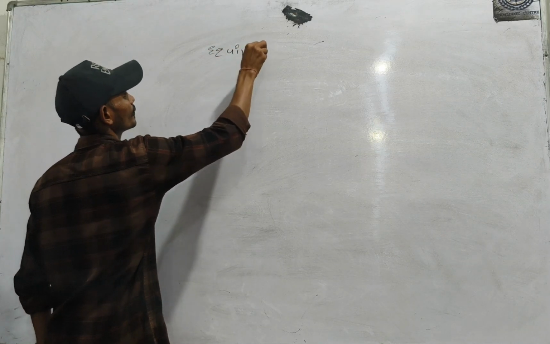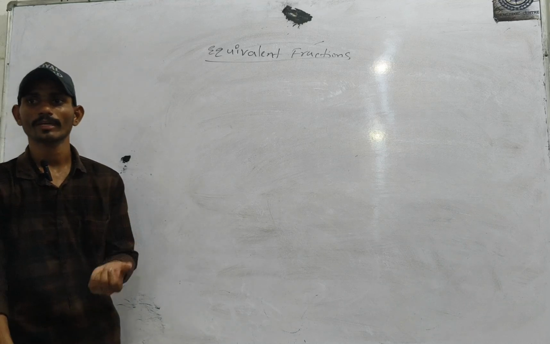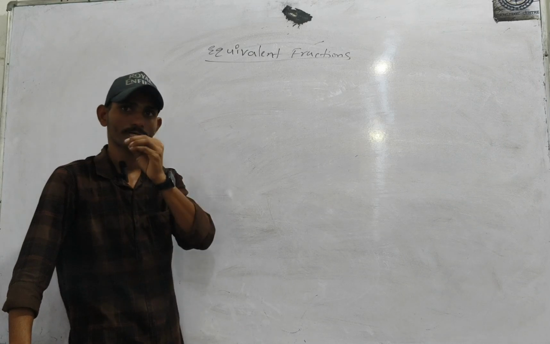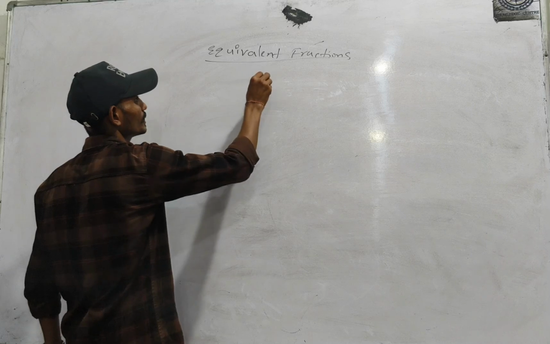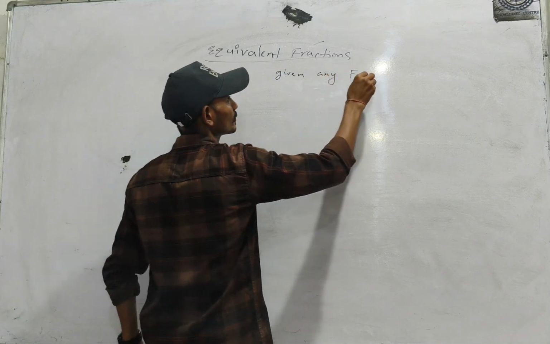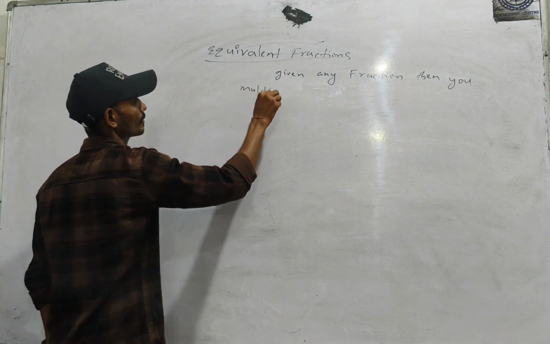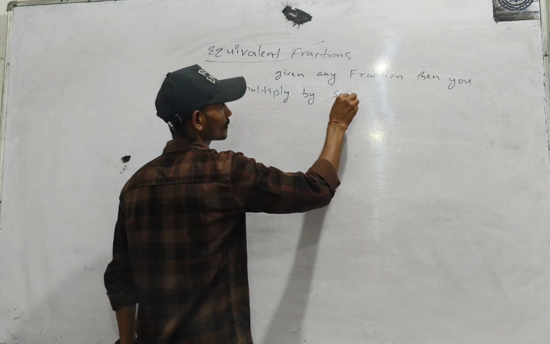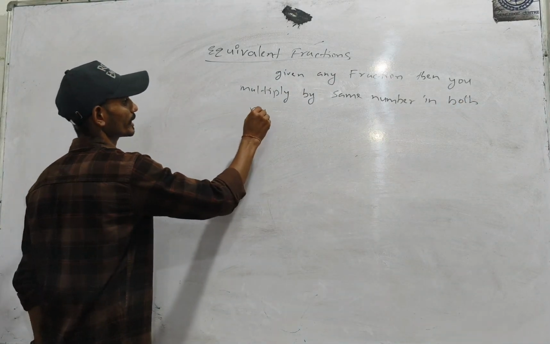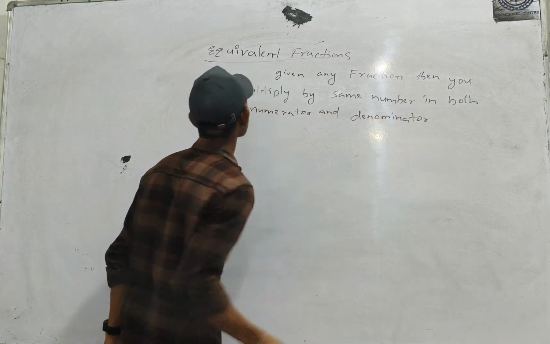Next, equivalent fractions. Equivalent fraction means whenever you are given any fraction, you take any number and multiply it by the same number in both the numerator and the denominator. At that time we call that an equivalent fraction.